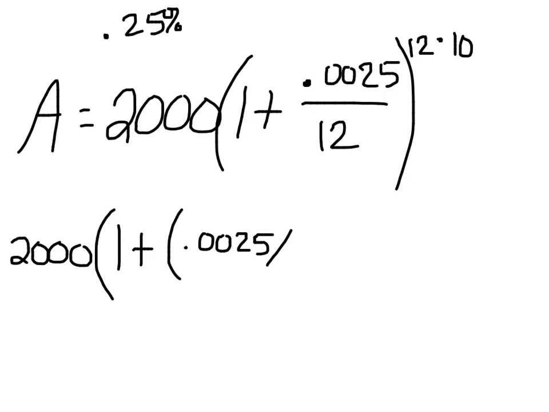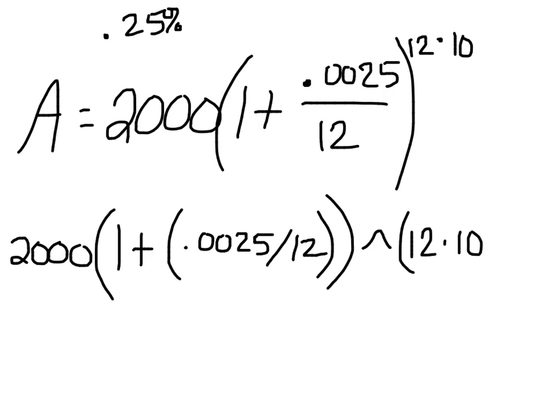0.0025 divided by 12, close it. Remember what I said about parentheses or fractions? I always like to put them in their own. That's how I do that. Then I go caret, and depending on the caret that you have, if you've got a newer calculator, you will not have to put that in parentheses. If you have the older calculators, you will. And then parentheses 12 times 10. Close it, enter. How much money does Sean have now?